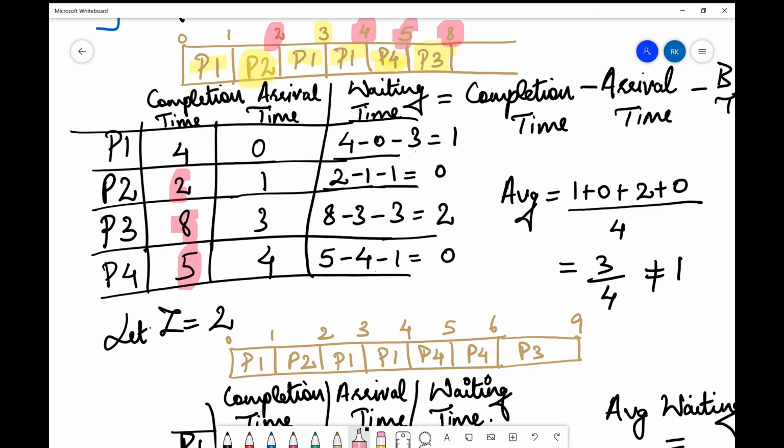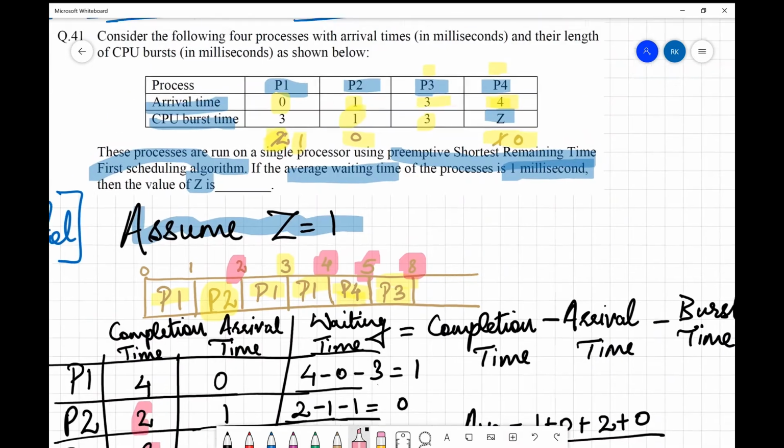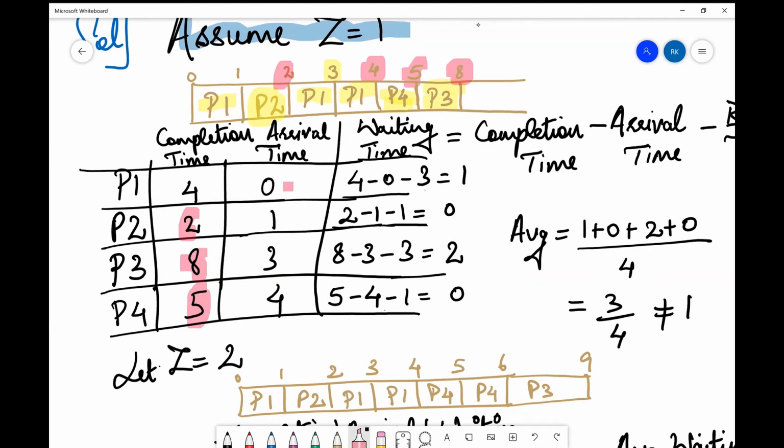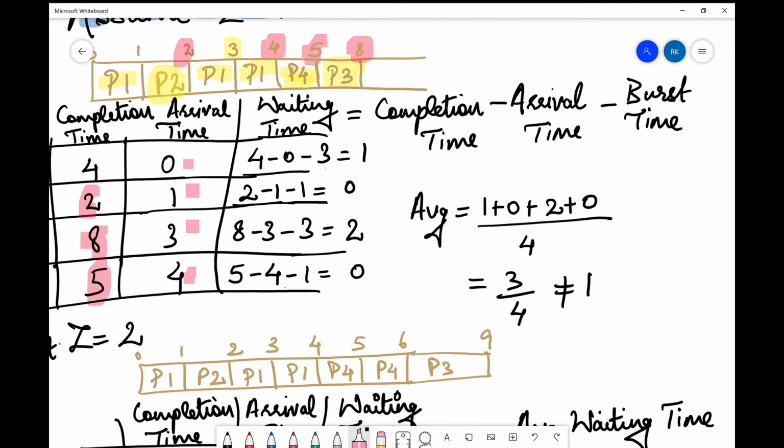Now the arrival times you can check from the question itself. It is 0, 1, 3, 4, so that's what I've written over here. Then the waiting time is what? Waiting time is completion time minus arrival time minus burst time, that is, the time for which the process waited.